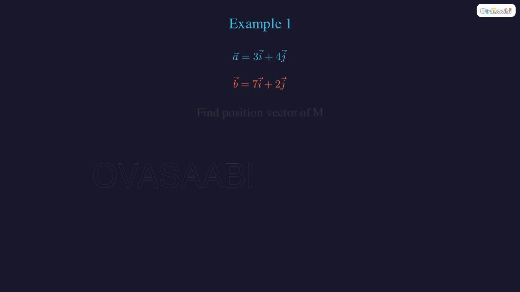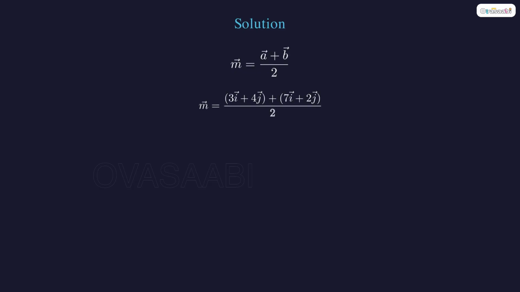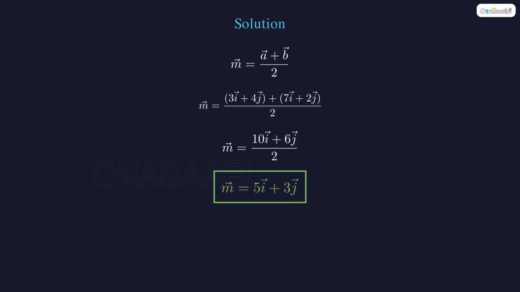Example 1. Point A is at position 3i plus 4j, and B is at 7i plus 2j. Let us find the midpoint M. We substitute into our formula. M equals bracket 3i plus 4j plus 7i plus 2j, close bracket, divided by 2. This gives us 5i plus 3j.